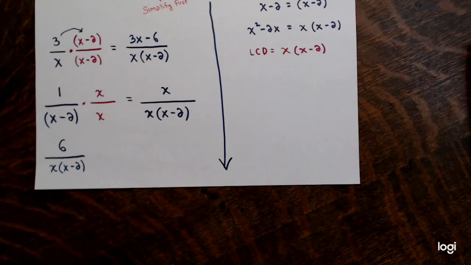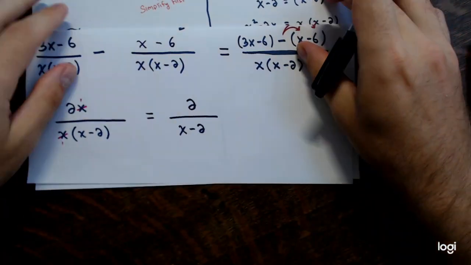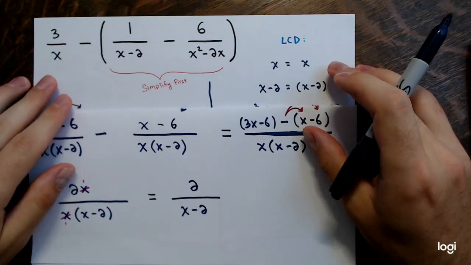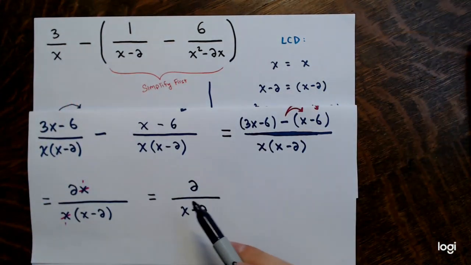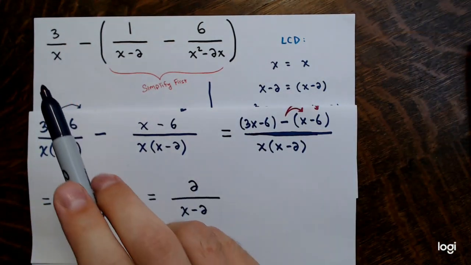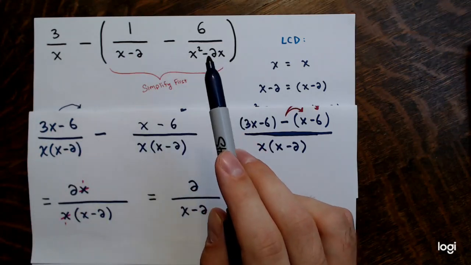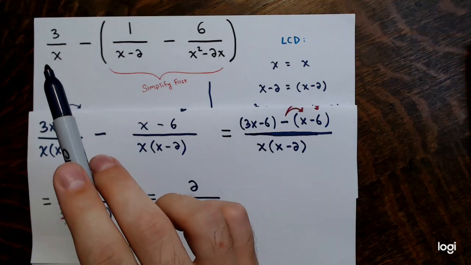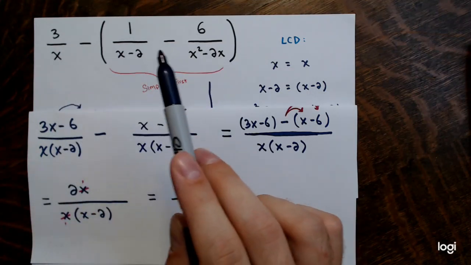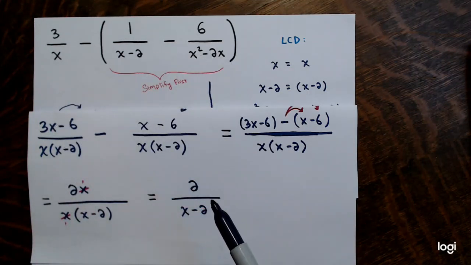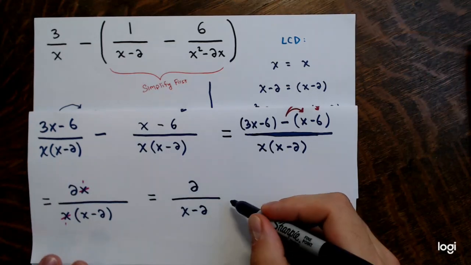So I'm almost done. Sorry, I'm going to be folding this up so we can see it with the original. So this is what we got: 2 divided by x minus 2 is 3 over x minus the quantity 1 over x minus 2 minus 6 over x squared minus 2x. This fraction minus the difference between these two fractions will have the same value as this fraction here, but not all the time.